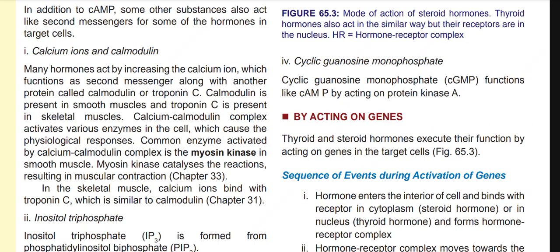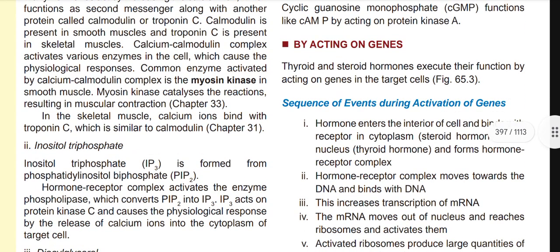So many hormones act by increasing the calcium ion, which functions as a second messenger along with another protein called calmodulin or troponin C. Calmodulin is present in smooth muscle and troponin C is present in skeletal muscle. So the calcium-calmodulin complex activates various enzymes in the cell, which cause the physiological responses. A common enzyme activated by the calcium-calmodulin complex is myosin kinase in smooth muscle, and myosin kinase catalyzes the reactions resulting in muscular contraction. And in the skeletal muscle, calcium ions bind with troponin C, similar to calmodulin.